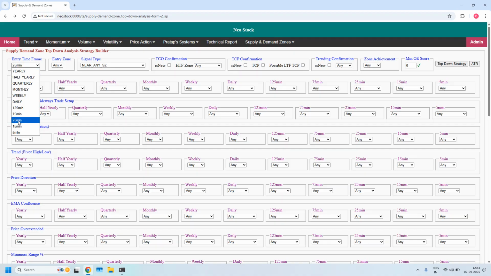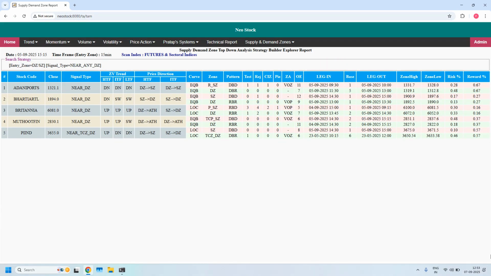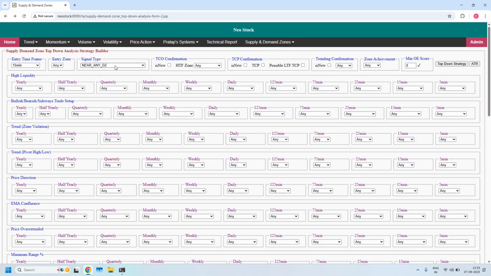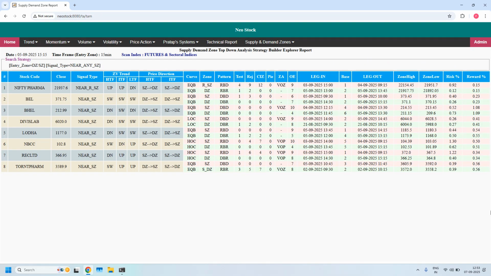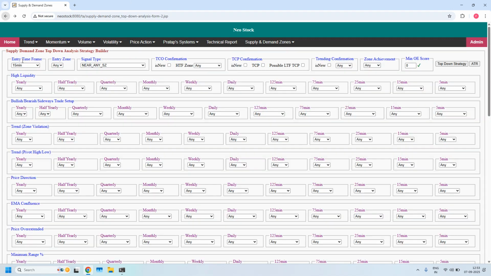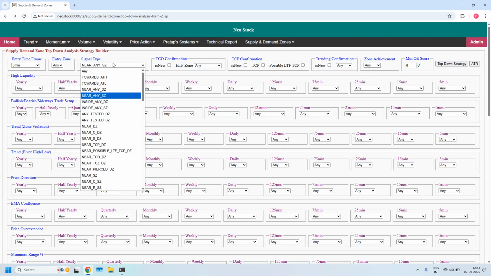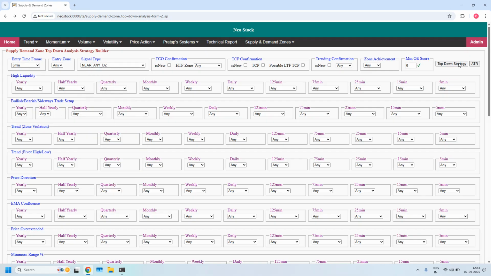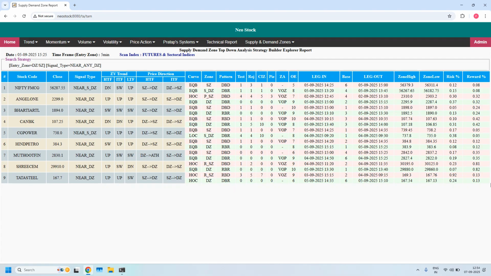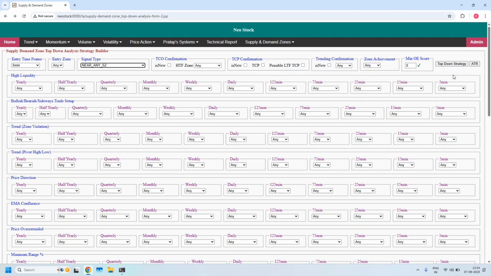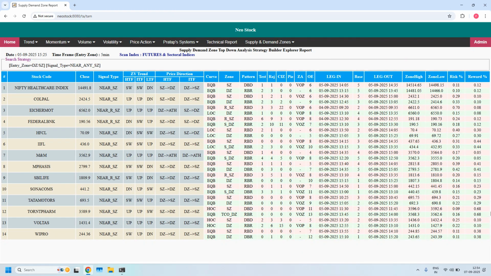Next time frame is 15 minutes. Stocks near to the 15 minutes demand zone, we got 5 stocks. Next, stocks near to the 15 minute supply zone, we got 8 stocks. Next time frame is 5 minutes. Stocks near to the 5 minutes demand zone, we got 9 stocks. Next, stocks near to the 5 minute supply zone, we got 14 stocks.